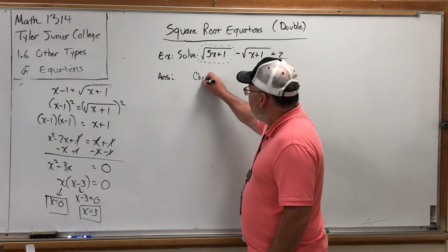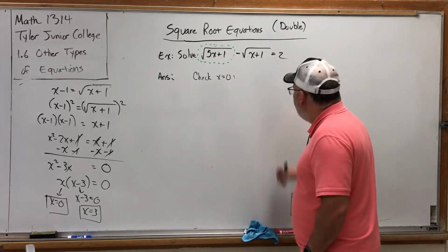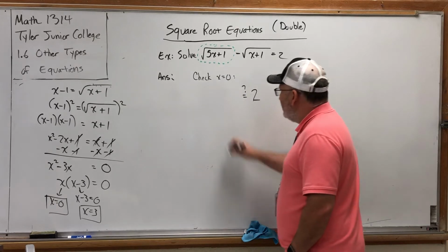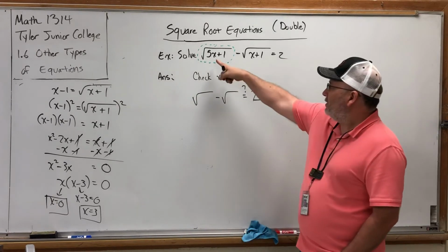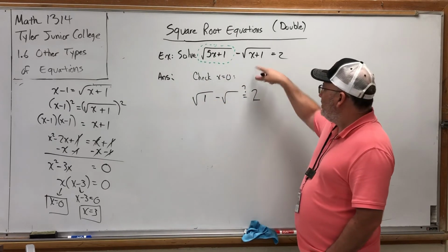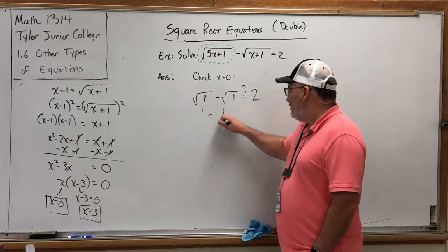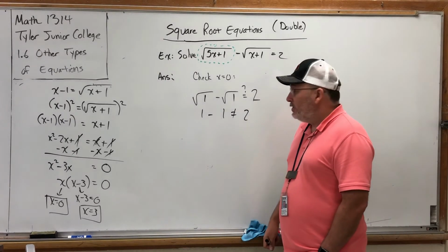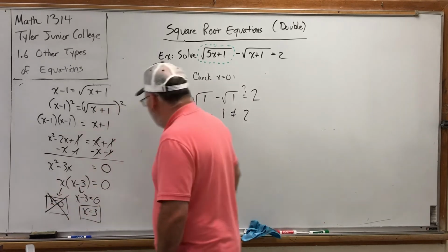Let's check x equals 0. And let's do this a little efficiently. We want to see if it's going to equal 2. So if we substitute 0 everywhere there's an x, we get 5 times 0 is 0 plus 1 is 1. And over here we get 0 plus 1 is 1. Well, the square root of 1 is 1. The last time I checked, 1 minus 1 is not equal to 2. So it doesn't take too long to dismiss the 0 as an extraneous solution.